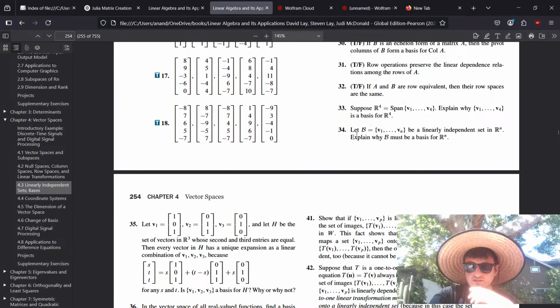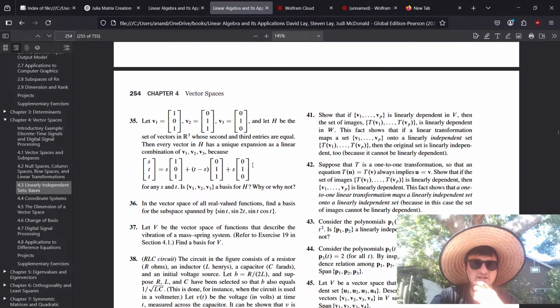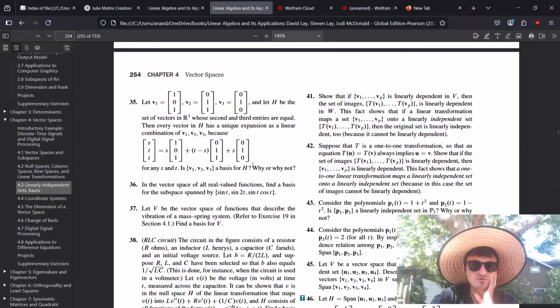Let B be a linearly independent set in Rn. Explain why B must be a basis. Okay, this is the exact same as here. It's just generalized to n dimensions. So the same argument holds. All right.